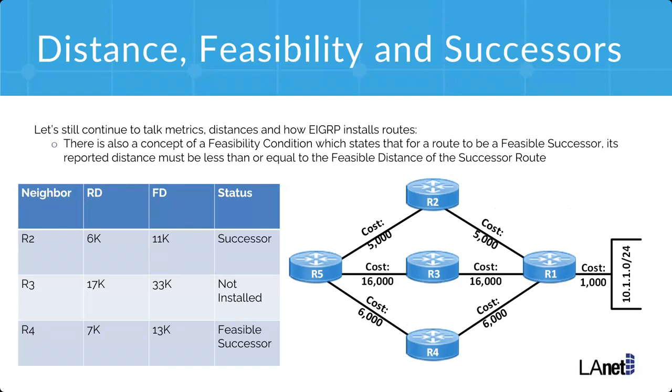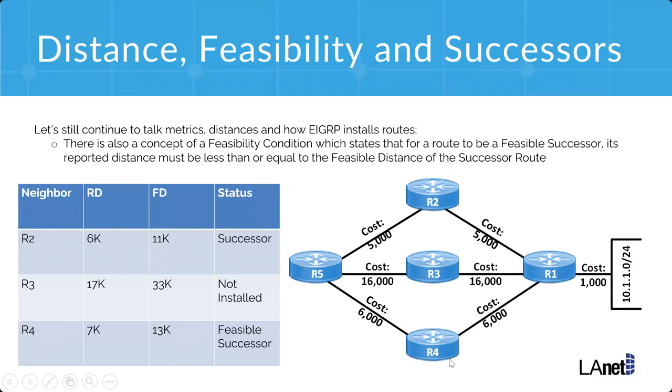So let's take a look at this. I've got a similar network to what we just saw. I just added in a third path through an R3. And from R5's perspective, trying to get to this 10.1.1.0 network, right? Well, the reported distance to that network on R5 via R2 would be 6K. The feasible distance would be 11K. It turns out this is going to be the best route, so it becomes the successor.